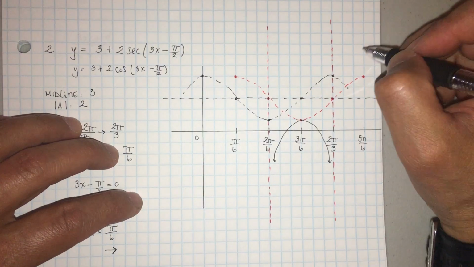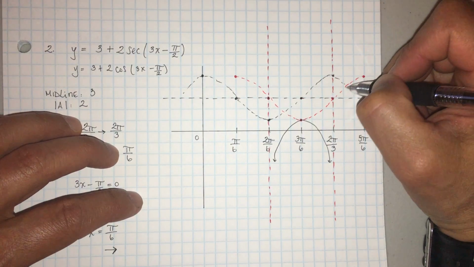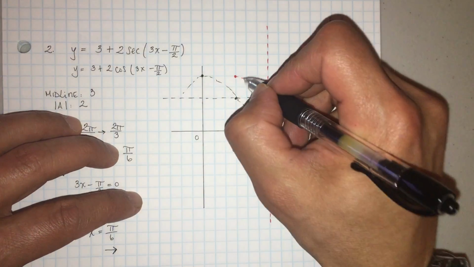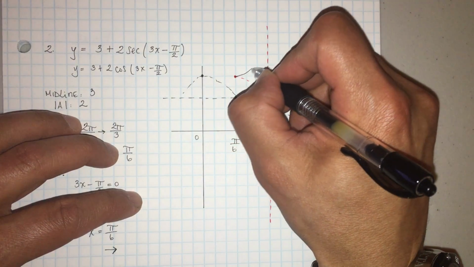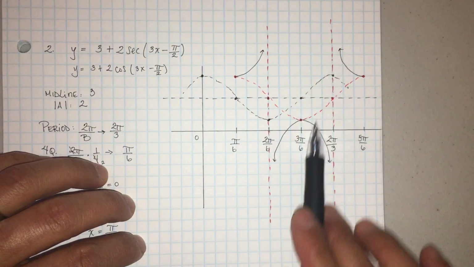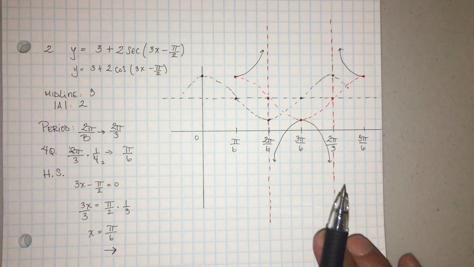Whoops, down. And then this guy here, same thing. Instead of going down, it's actually going to go up. Same thing is going to go down. This guy's going to go up. This is going to go up. Then this guy here, the solid black line, is your secant.